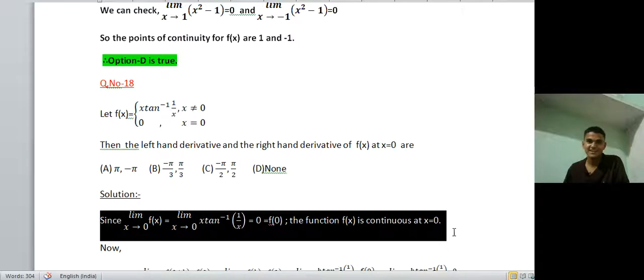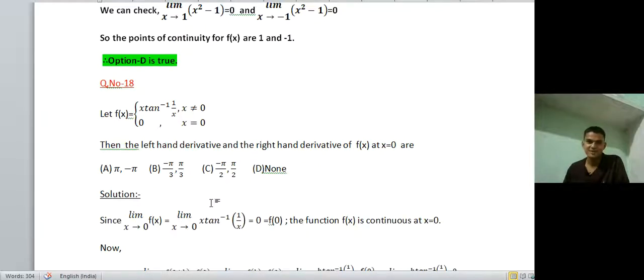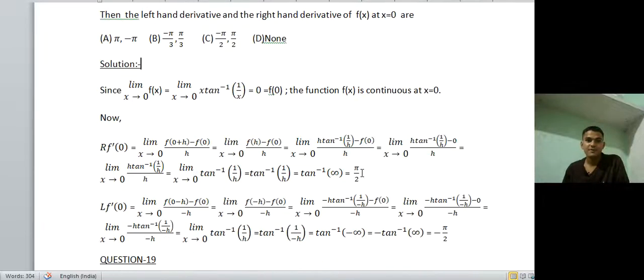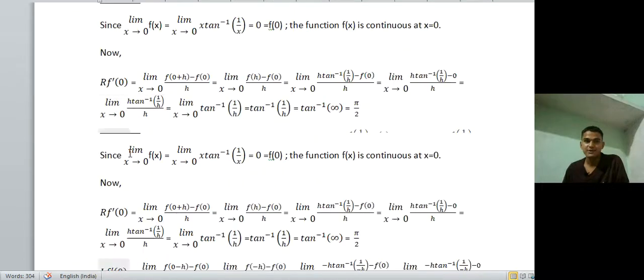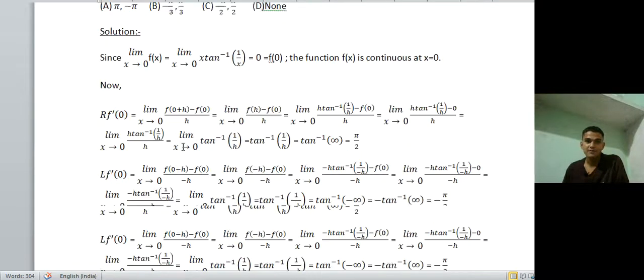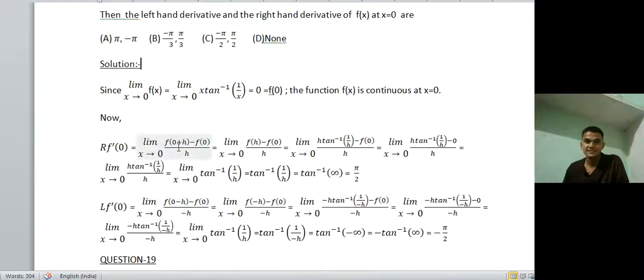Here it was written that this function is continuous at x equal to 0, but in this question it has not been asked about the continuity of this function. Here it has been asked what the LHD and the RHD of this function at x equal to 0 are. So we will use the formula to find out RHD and LHD.